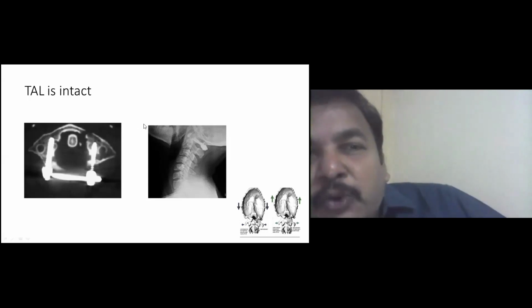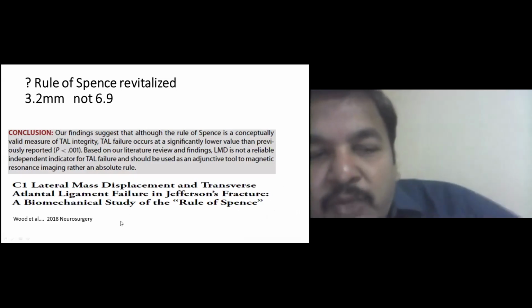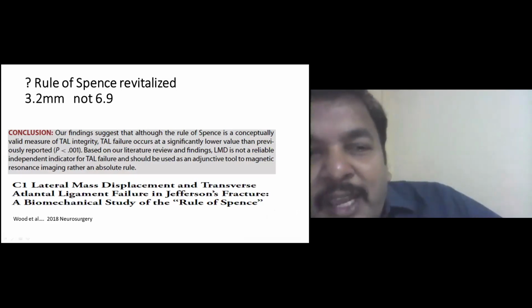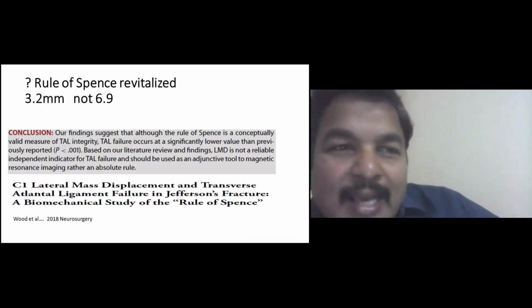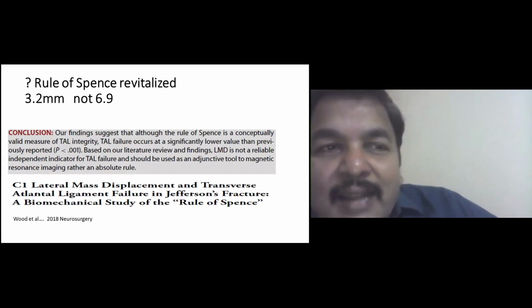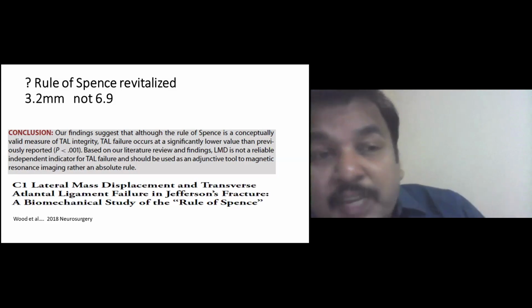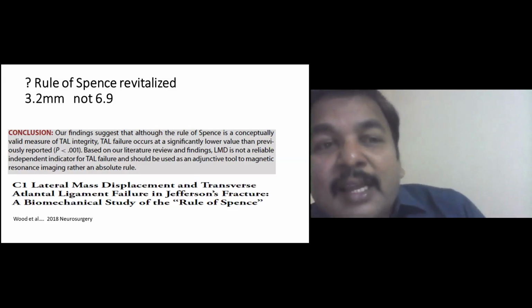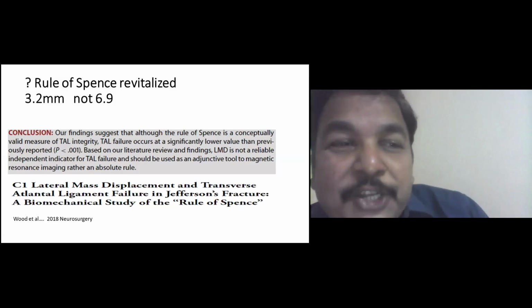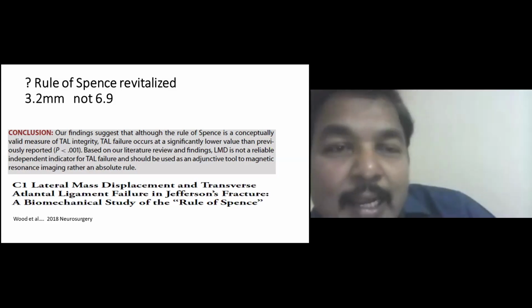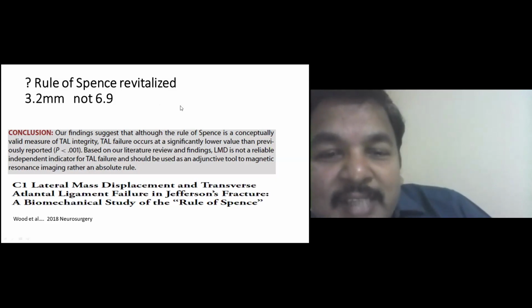So coming to the rule of Spence, there is a recent article by Wood et al. in 2018 in Neurosurgery. They say that 6.9, the so-called rule of Spence, is not an absolute number. Sometimes you may find the transverse atlantal ligament broken when the lateral mass displacement is less than 6.9, even in the range of 3.2 millimeters. That means the transverse atlantal ligament integrity should be confirmed by the MRI scan in order to decide about the surgery.